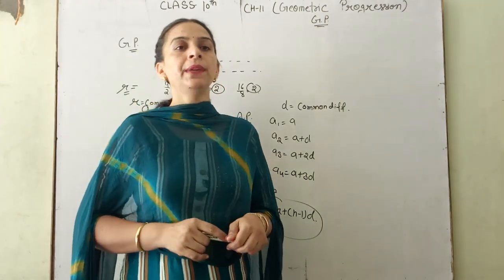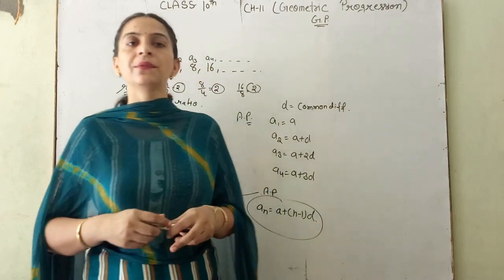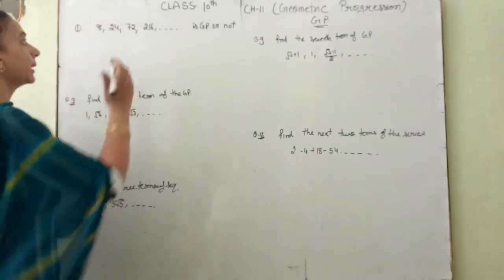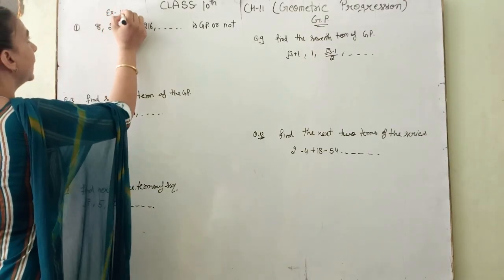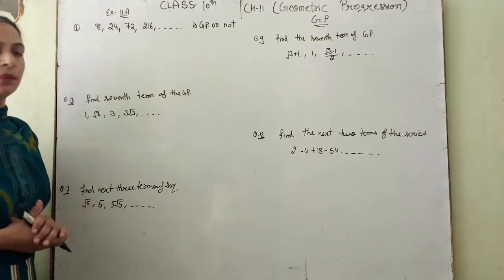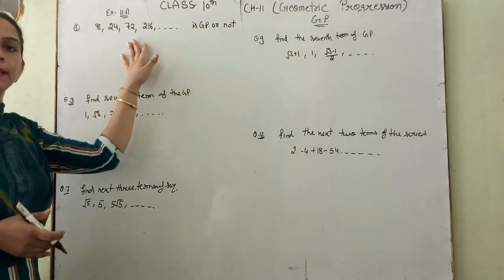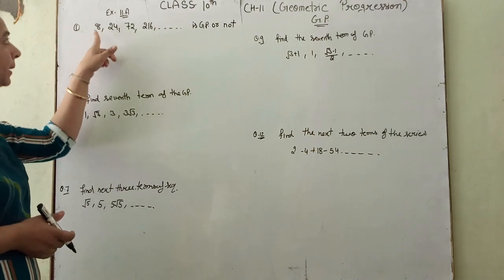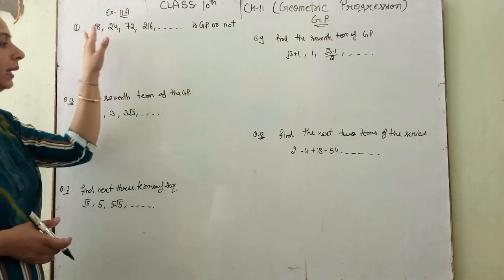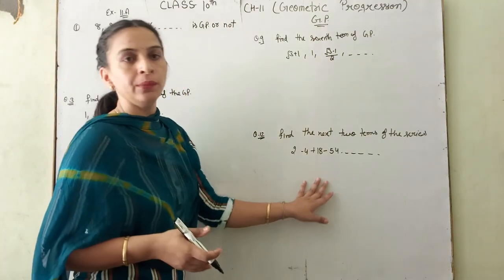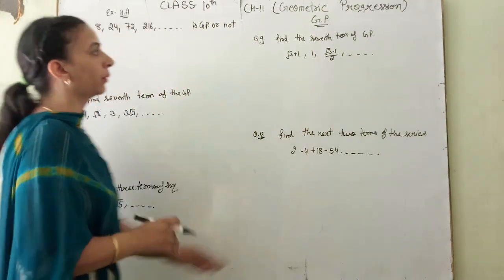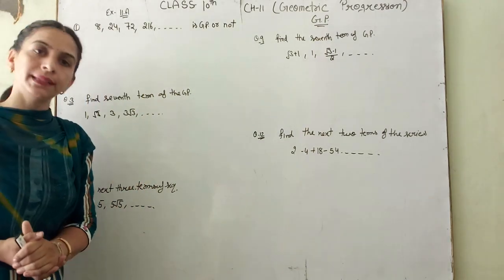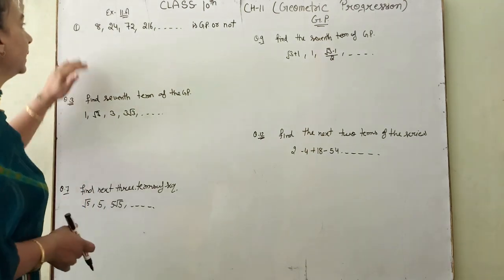Now we are going to take some questions from exercise 11A. Question number 1. Students, if every term is separated by commas, then this is a sequence. If every term is connected by plus or minus sign, then that is a series. This is a sequence.